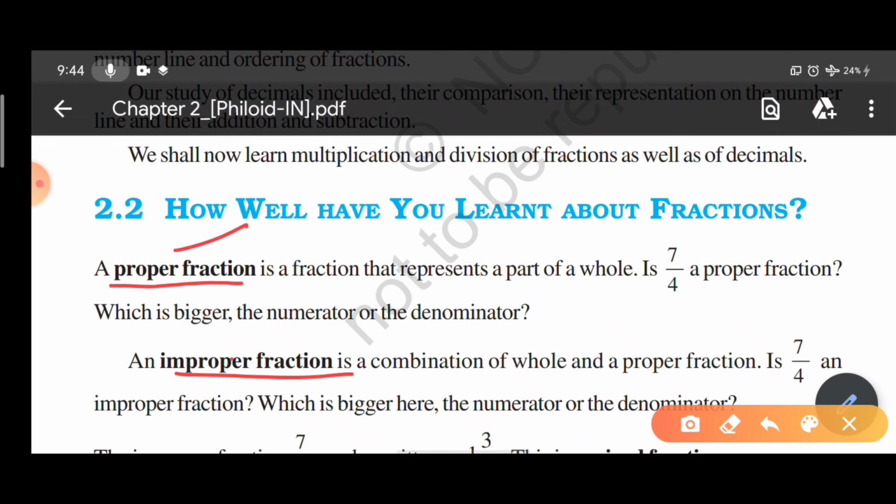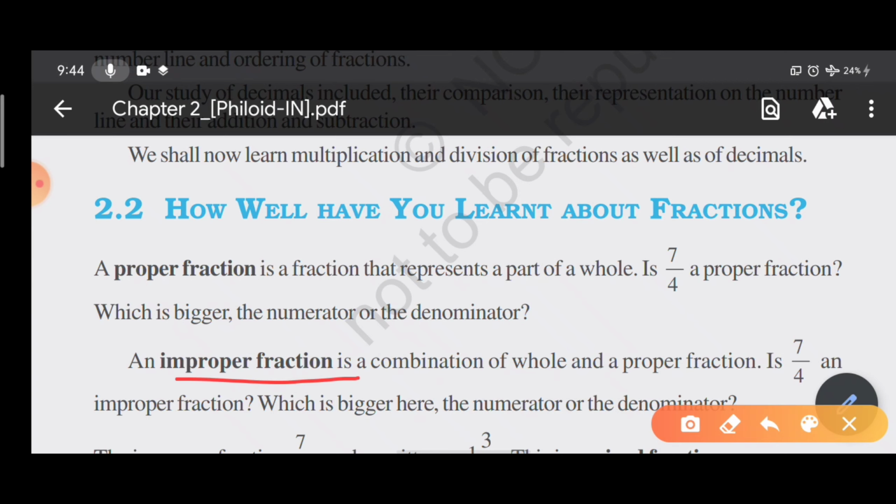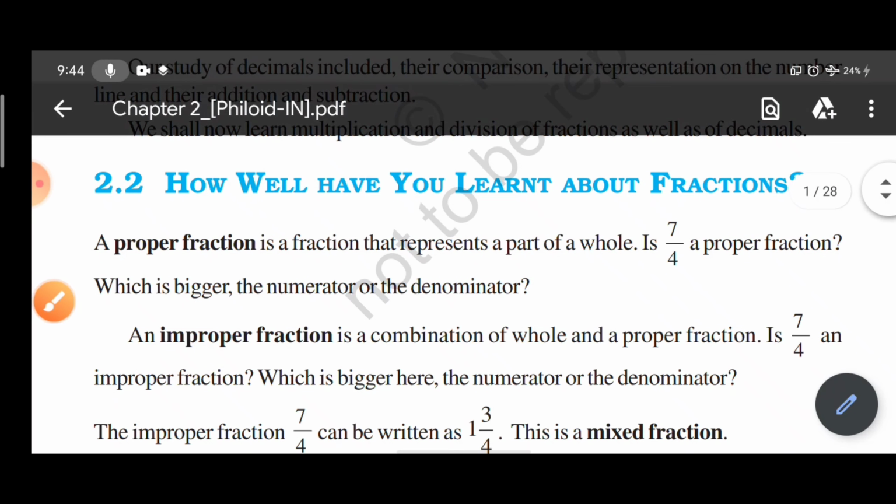So what are proper fractions, and what are improper fractions? Proper fractions are those in which the numerator value is less than the denominator value. That is, if I write 1 by 2, here my numerator is 1, which is less than my denominator. In an improper fraction, the value of the numerator will be greater than the value of the denominator. The example provided by the book is 7 by 4. Here the numerator is greater, so you can say this particular fraction is an improper fraction.